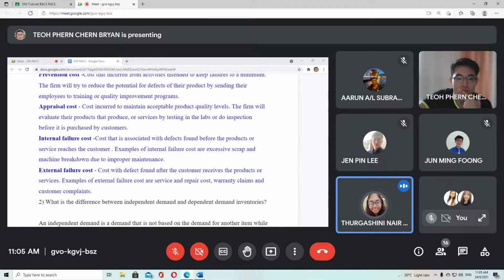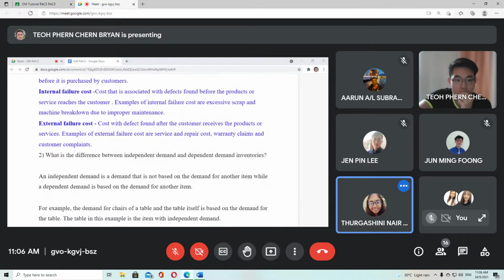it is purchased by customers. Then internal failure costs, costs that are associated with defects found before the product or service reaches the customer. Examples of internal failure costs are excessive scrap and machine breakdown due to improper maintenance. The last one is external failure costs, costs with defects found after the customer receives it, such as repair costs, warranty claims, and customer complaints.